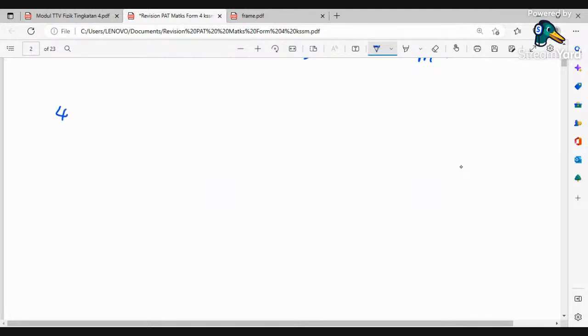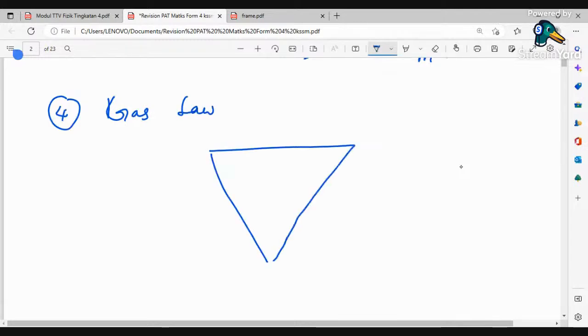And then we discuss gas law. Gas law, kita ada this triangle.